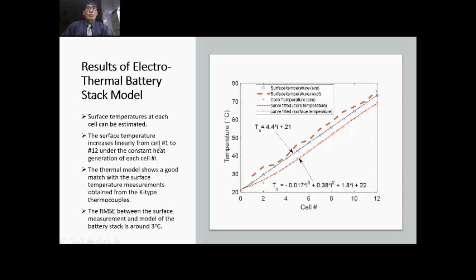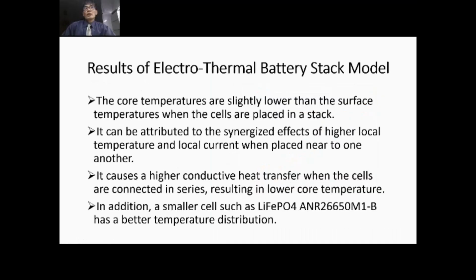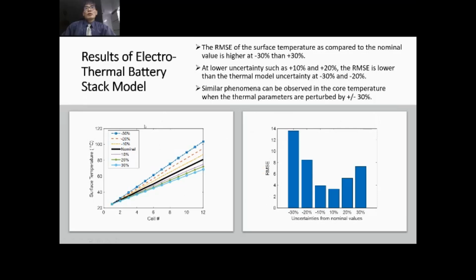Thermal models show a good match with the surface temperature measurement, as I mentioned before. The RMSE of the surface temperature compared to the nominal value is higher at minus 30% than at lower uncertainty such as plus 10% and plus 20%, where the RMSE is lower than the thermal model uncertainty at minus 30% and minus 20%.